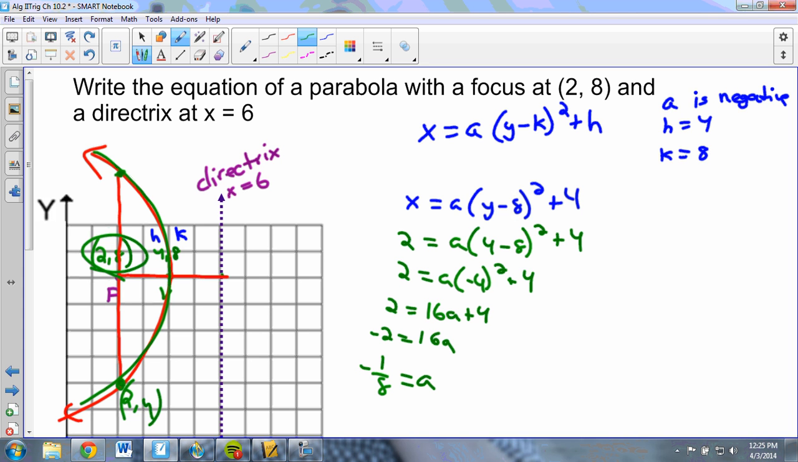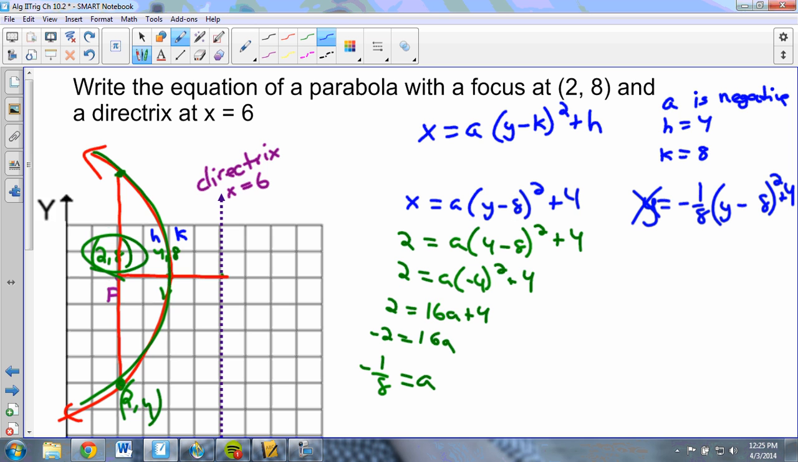And like Chase said, it's going to be negative. The fact that it is negative here is a good thing. We end up with x equals negative 1 over 8 times the quantity y minus 8 squared plus 4. And here's our equation. Given just a directrix and a focus, we can find the equation. If I gave you a focus and a vertex, or a focus and a directrix, or a vertex and a directrix, any two of those three things we can solve for.